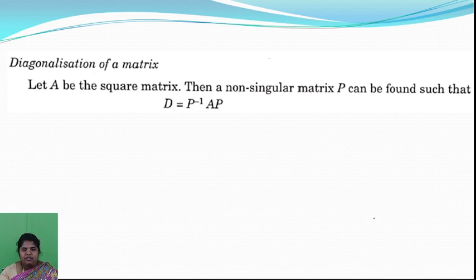Diagonalization of a matrix. Let A be a square matrix. Then we can form a non-singular matrix P. A non-singular matrix is one whose determinant is not equal to 0, since if we are finding P inverse, the determinant should not be equal to 0. Then only we can obtain the P inverse value. So given a square matrix, we form a non-singular matrix P and P inverse for that matrix. Take the product of P inverse AP, we can get the diagonal matrix D.